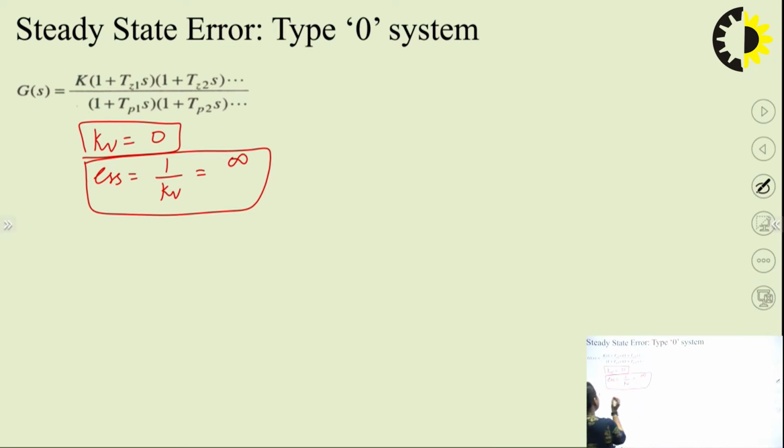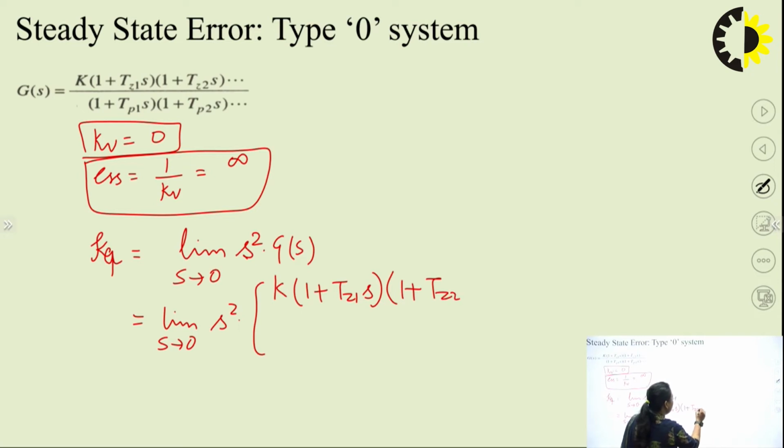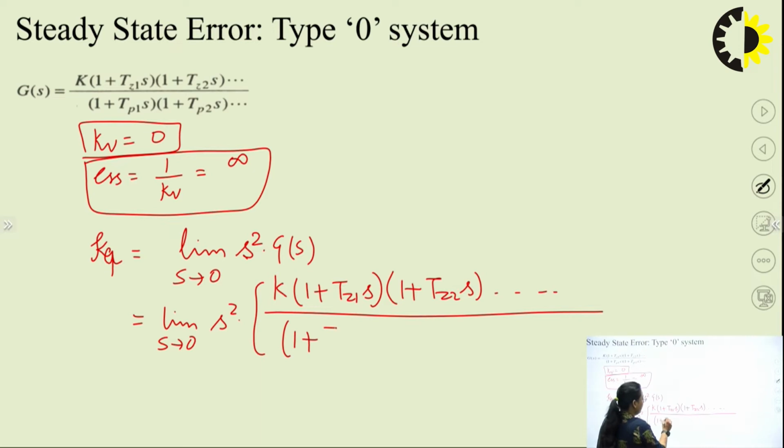Now let me calculate the value of Ka, the acceleration error coefficient. The formula for Ka is limit s tends to 0 of s square into G(s). Now put the value of G(s) in this equation. What is G(s)? K into (1 plus Tz1 into s), (1 plus Tz2 into s), and so on, upon (1 plus Tp1 into s), (1 plus Tp2 into s), and so on.